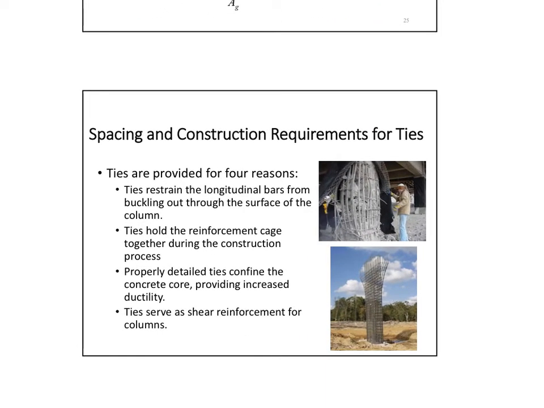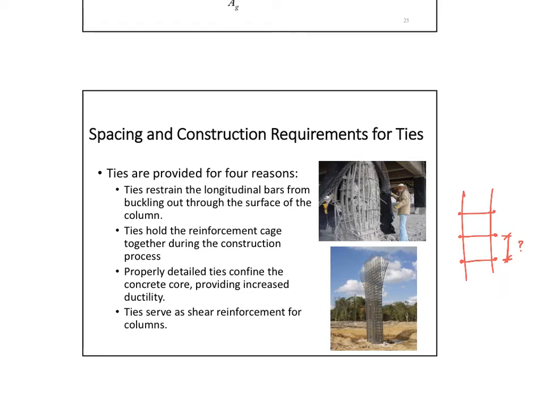Now, spacing and construction requirements for ties. What are ties? Those ties are the ones that confine our column reinforcement together. Is there any requirement for this distance? Or are there any requirements for the ties themselves within the section?